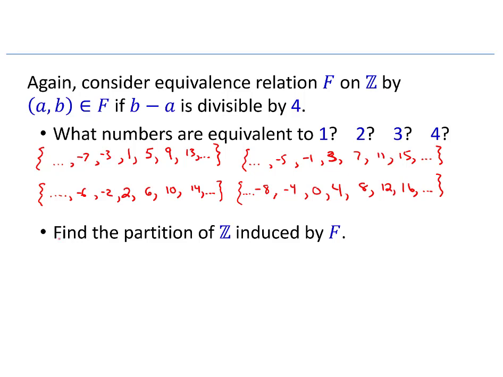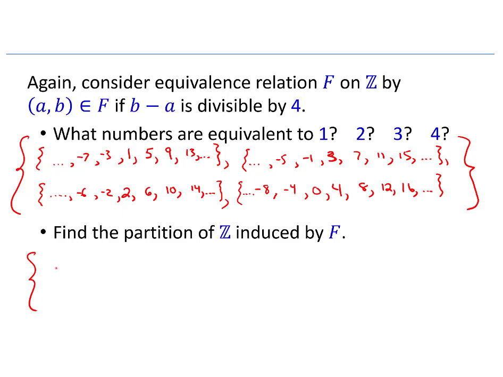Part number 2, find the partition of the integers induced by f. Well, this is it. I should just draw one big set of parentheses around this whole thing. And there is my partition of the integers based on this particular relation. Another way you could write this out, maybe something like this.